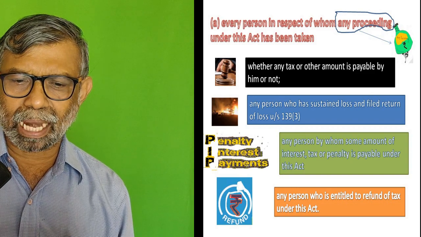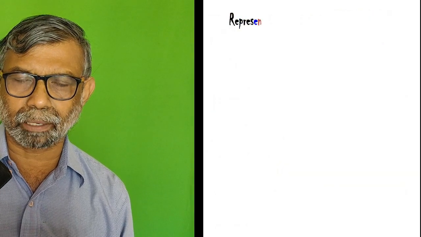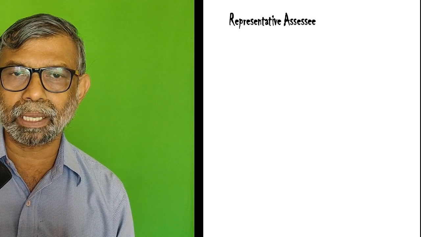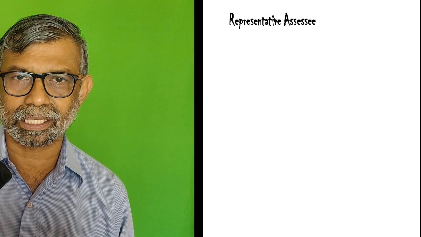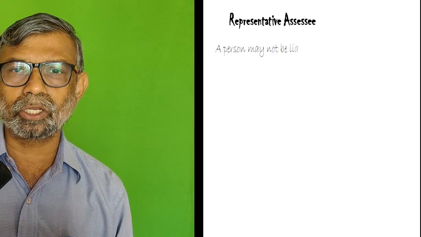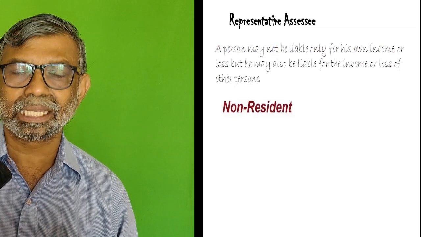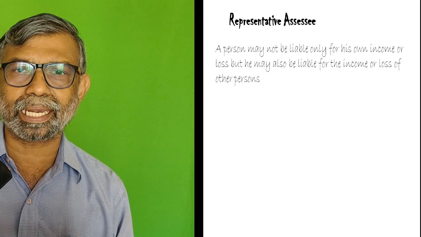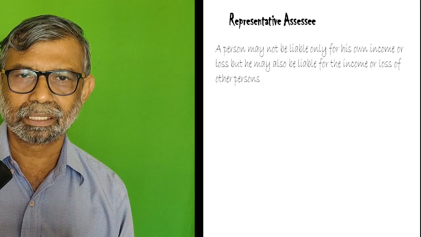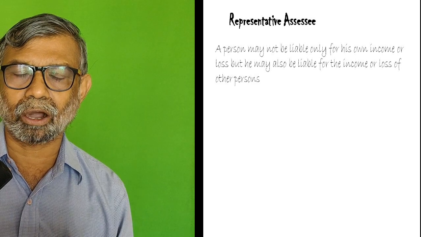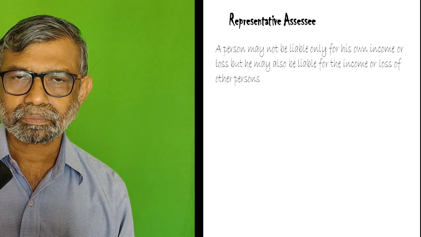Now second B case, representative assessee. A person may not be liable only for his own income or loss, but he may be liable for the income or loss of another person. Sometimes a person who is not liable to pay tax may be liable to pay tax for some other person. Suppose you are a secretary of the club.